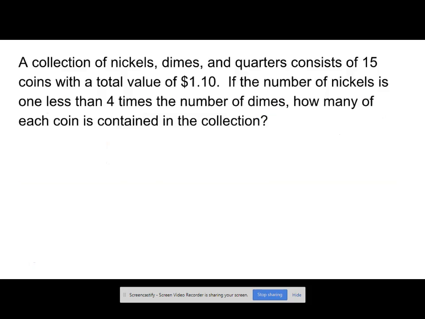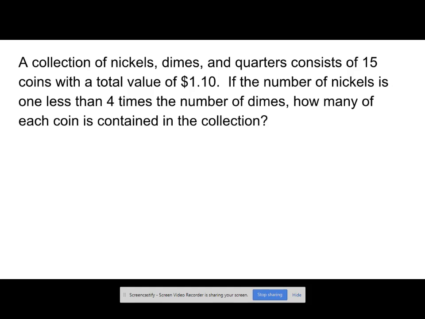Let's do another example. Okay, collection of nickels, dimes, and quarters. We've got 15 coins total. We don't know how much of each. We have 15 coins total, and they all add up to $1.10. We also know that the number of nickels is 1 less than 4 times the number of dimes.